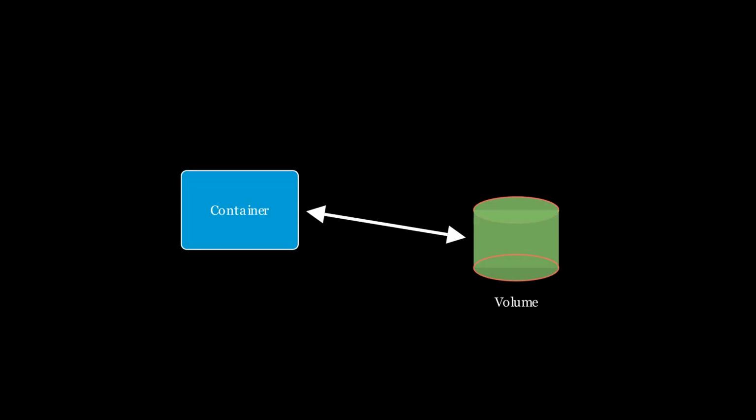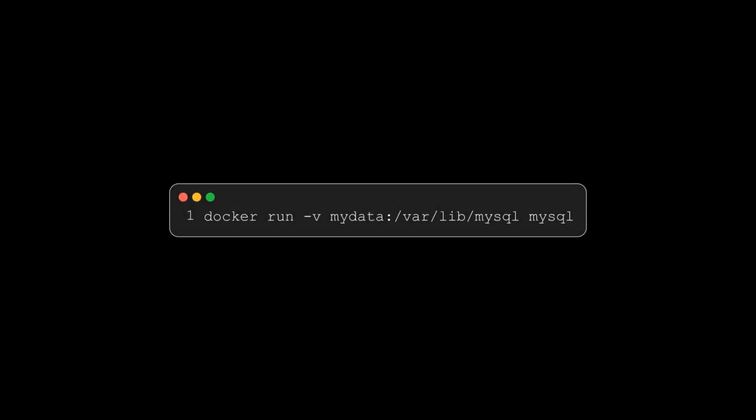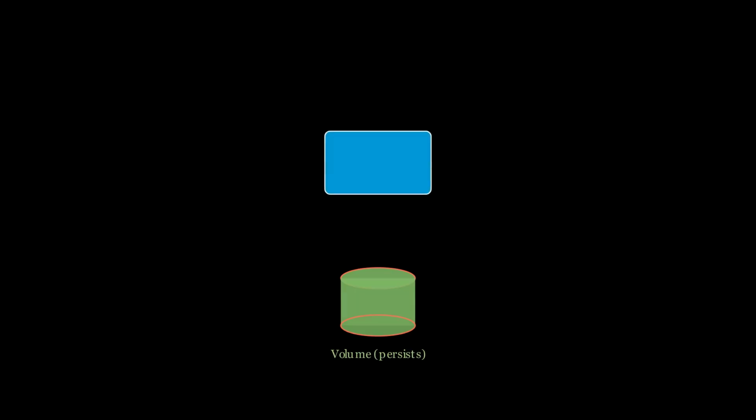Volumes solve this by living outside the container's lifecycle, managed directly by Docker. You mount a volume into a container with -v, and anything written to that path persists on the host. A named volume is managed entirely by Docker. A bind mount instead points straight at a folder on your own machine. Stop the container, remove it, start a brand new one with the same volume, and the data is still there. That's what makes Docker viable for anything stateful, like a real production database.